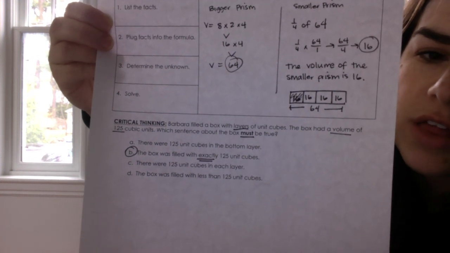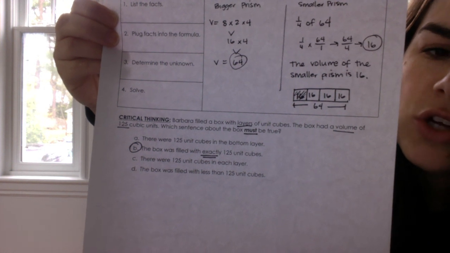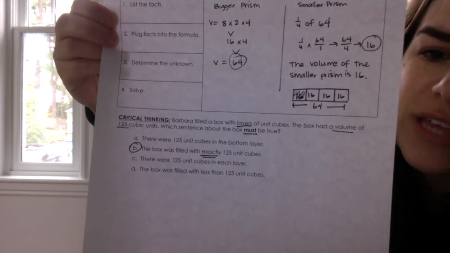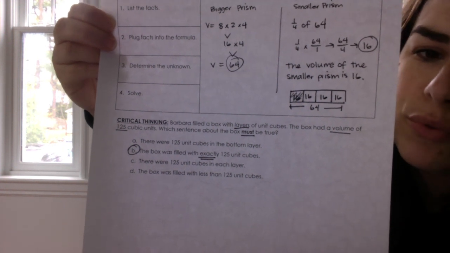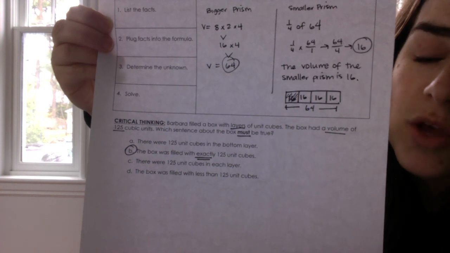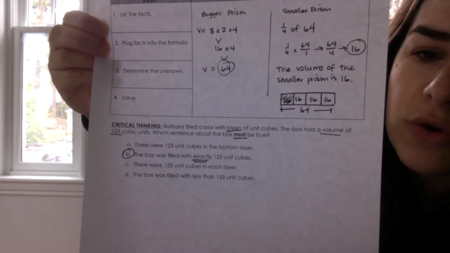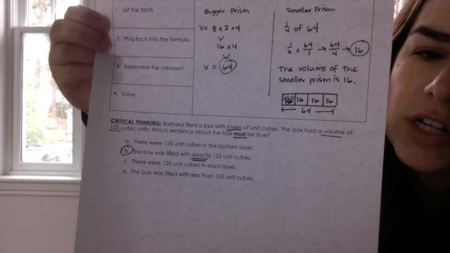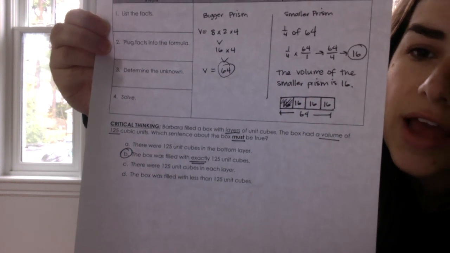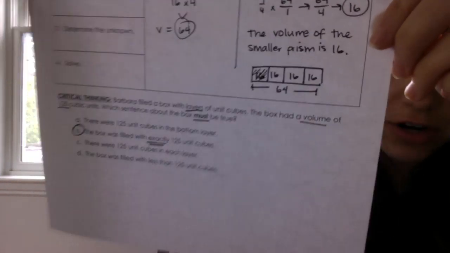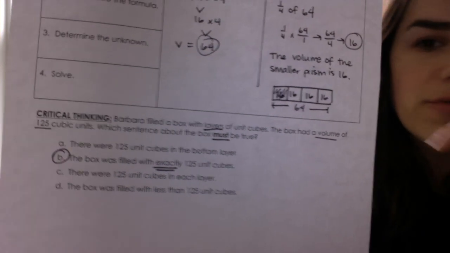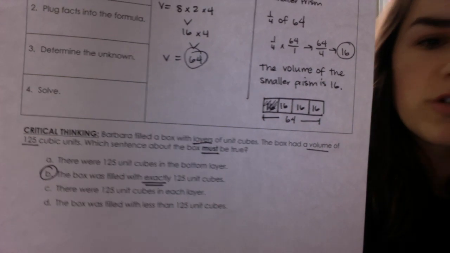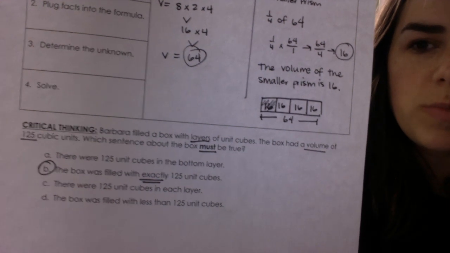But let's talk for a second about why those other answer choices are not right. So A, there were 125 unit cubes in the bottom layer. Now, it does not tell us how many layers are in her box, so we can't prove that there are 125 in the bottom. We don't know that it's only a single-layer box, so we don't know if that's true. C, there were 125 cubes in each layer. Again, if the total volume is 125, there can't be 125 cubes in each layer. That would be too big. And D, the box was filled with less than 125 cubes. That's not right because it already tells us that the volume is 125. So the correct answer there was B.